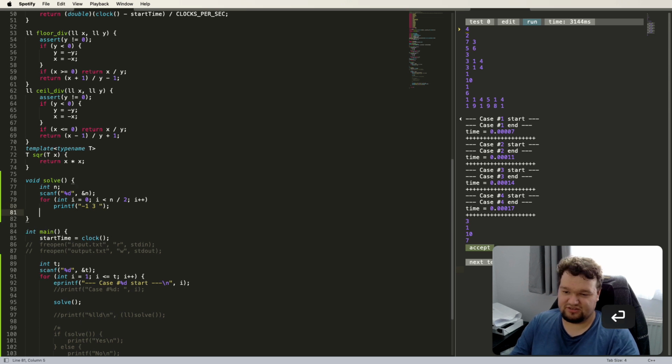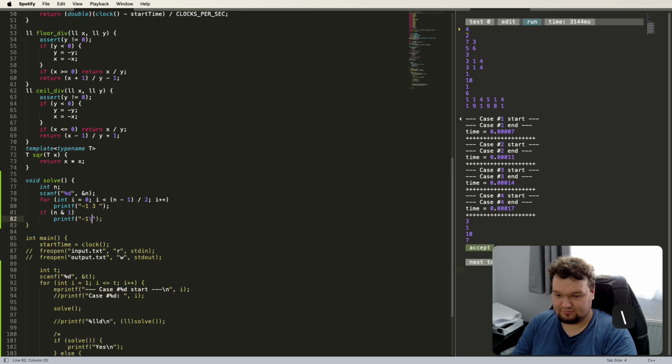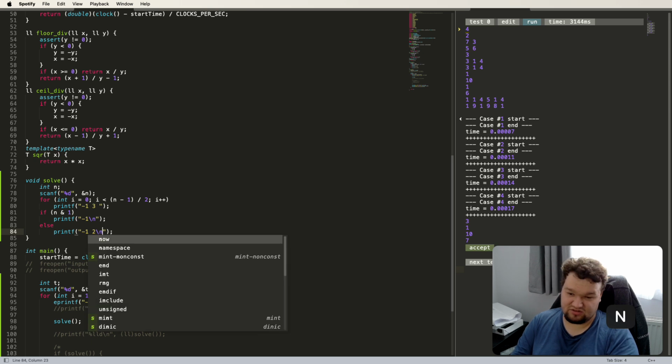So our array is mostly alternating -1 and 3. And then if n was odd, then I printed n-1 elements, and I need to end with another -1. But if n was even, I printed n-2 elements. The next one should be -1, but then the next one is 2 instead of 3.